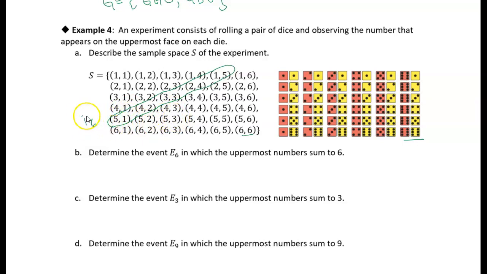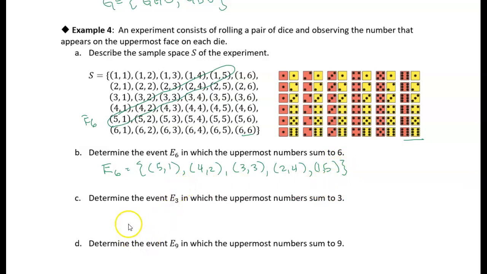Okay, so I'm just going to put a little 6. That's our E6. Now we probably want to write it out, so E6, we don't get too lazy. It's going to be 5 comma 1, 4 comma 2, and 3 comma 3, 2 comma 4, and 1 comma 5. Okay, we have to put curly brackets around it because it's a set.